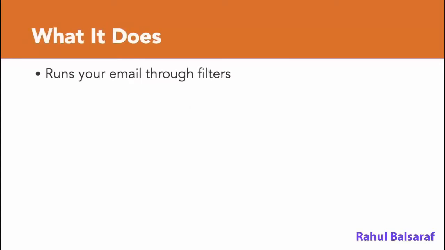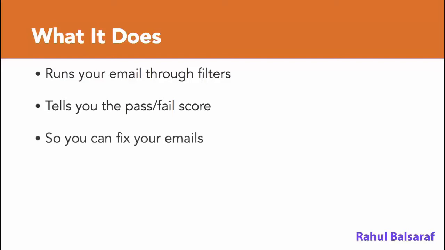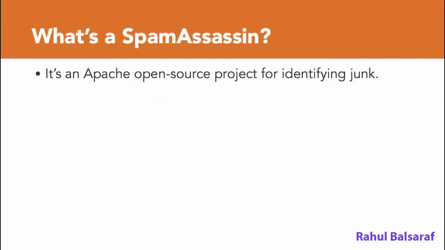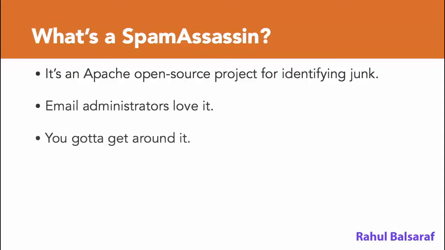Inbox Inspector runs your emails, not a real email, don't worry, your subscribers won't see this, through a test that identifies which filters it passed and which filters it failed, so that you can improve your campaigns and make sure that more emails actually arrive in your subscribers' inboxes. Mailchimp uses Spam Assassin, an open source tool that email administrators love, to give each email a score based on the content it might consider spammy.